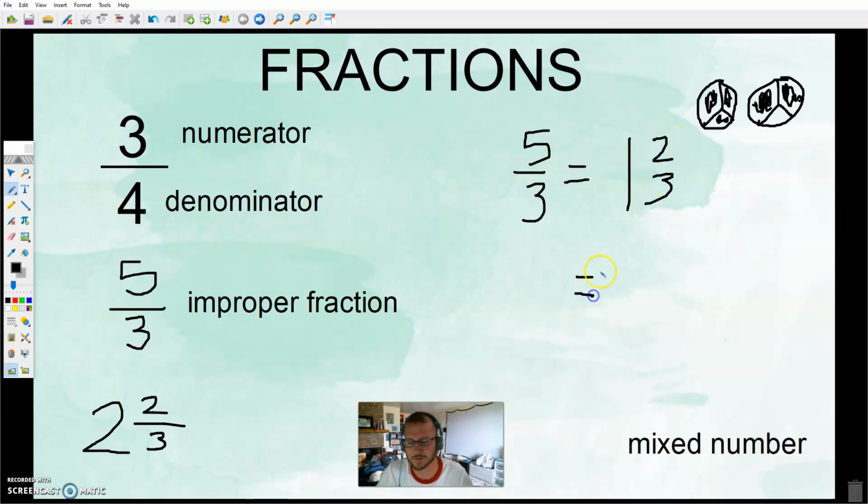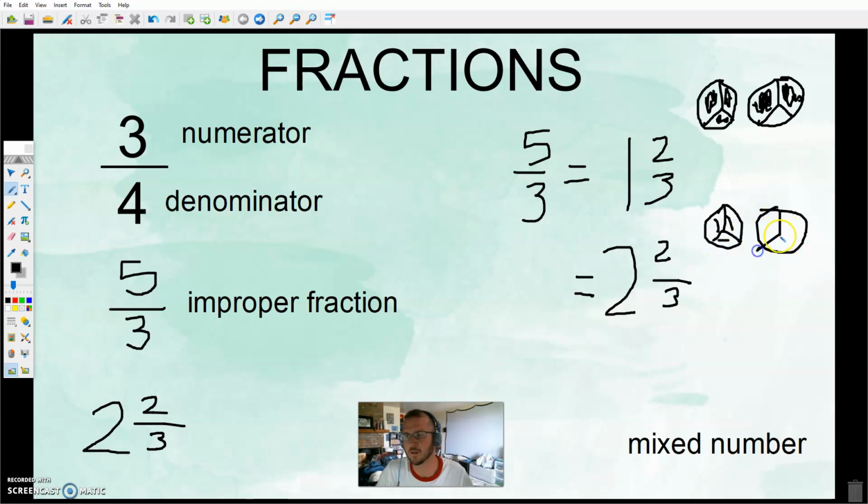We can also think about this the opposite way, 2 and 2 thirds. So there's 1, 2, 3. There's another one for my 2, 4, 5, 6. And then I need a third one that I divide into thirds, but then I would only shade 1, 2 of those. So there's 1, 2, 3, 4, 5, 6, 7, 8. That would be 8 thirds. Okay, so just keep that in mind as we move forward.